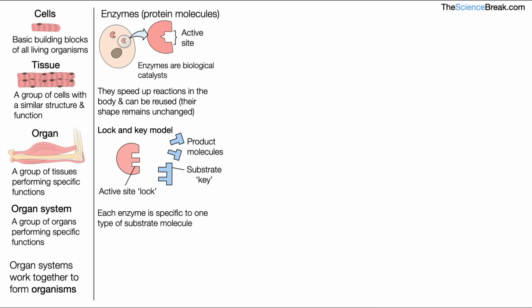Each enzyme is specific to one type of substrate molecule. Again, it's just like a key. One key is specific to one lock. So this is why this model is quite useful. The shape of the substrate is complementary to the shape of the active site. We don't say they're the same shape because they're not the same shape. The shapes are complementary. You can also say the substrate molecule fits inside the active site.